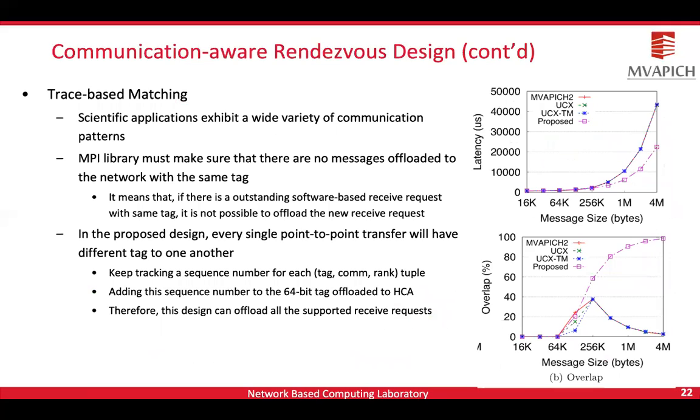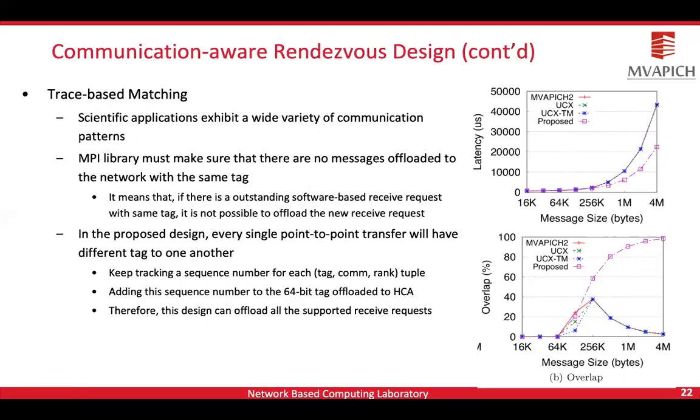Another design is a design which tries to make sure that no two point-to-point operations have the same tag. This is required because if we have these scenarios, then we can take care of the semantic challenges of hardware tag matching, which means that even if you have a mixture of contiguous and non-contiguous data, all the contiguous receive requests can still be offloaded to the hardware.